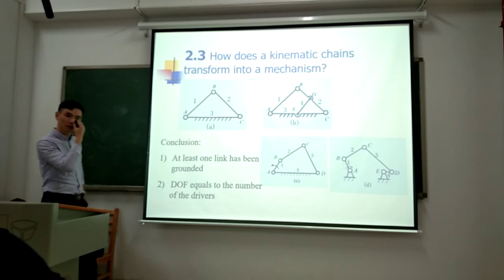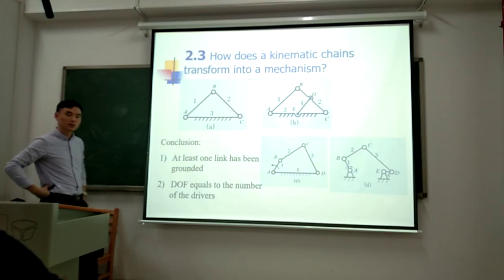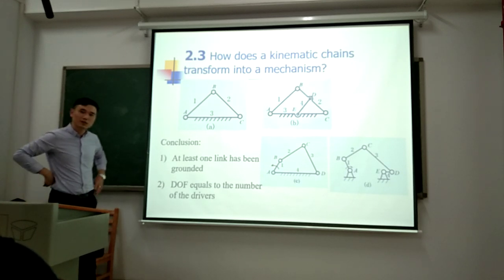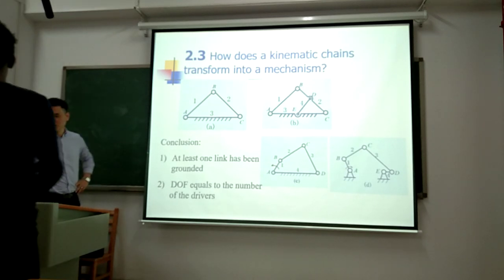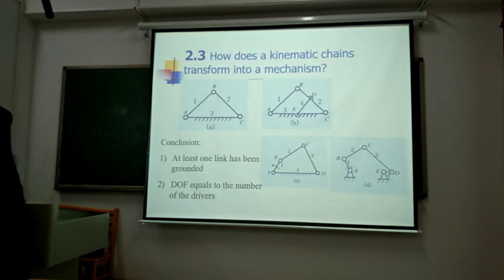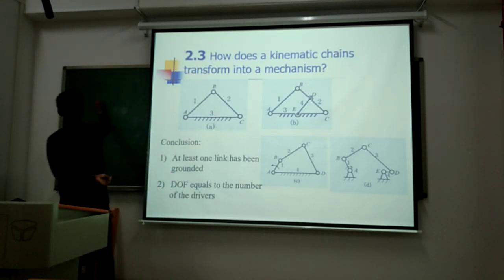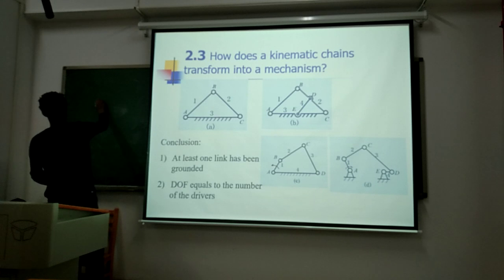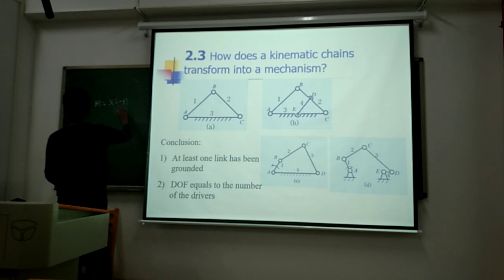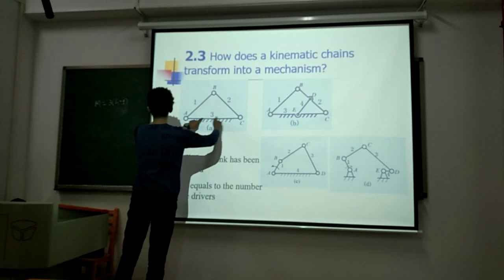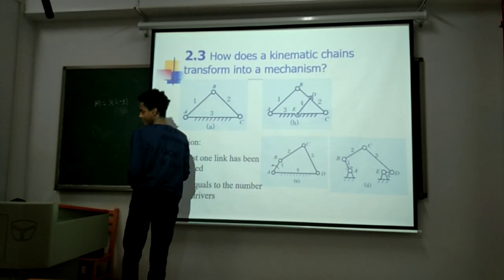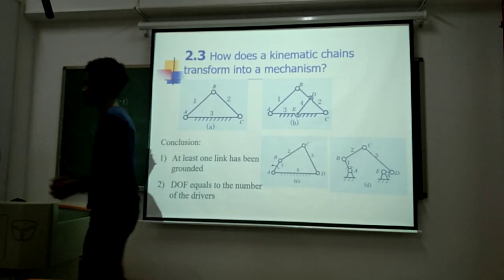Okay. I think we use the three uniformes because it's finite. Because it's finite. She's asking about this side. In the formula we have minus one, this one. It's because this link is grounded.